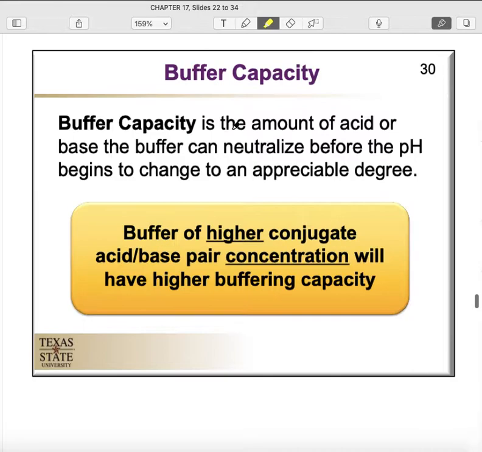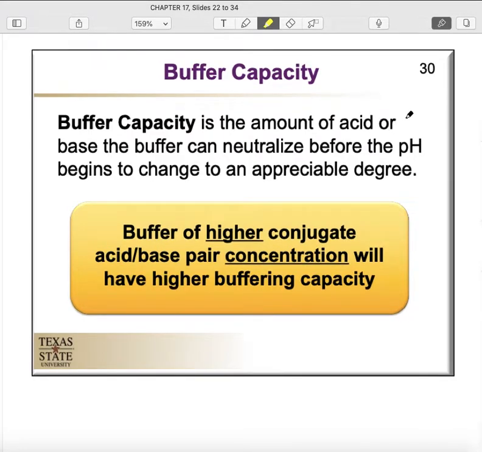So the buffer capacity is the amount of acid or base that a buffer can neutralize before the pH begins to change. So basically we're talking about how much acid or how much base added to that buffer can be taken in and neutralized before the buffer is no longer effective, basically because the buffer components have been used up.